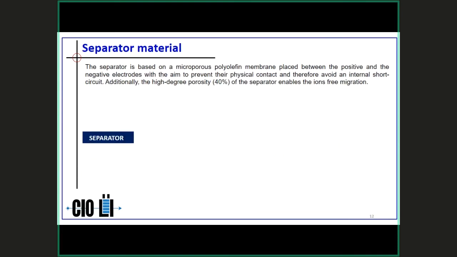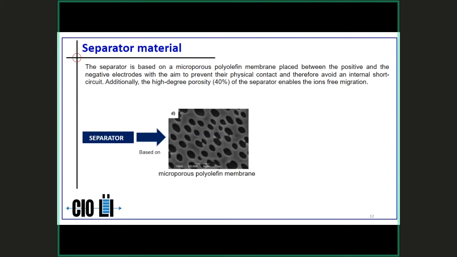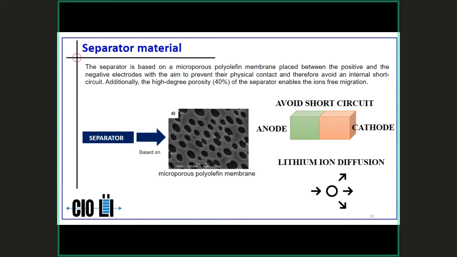The separator is made of a polymer, to be more specific, of a microporous polyolefin membrane. This polymer has a porosity around 40%, a pore size around 30 microns, and the function of the separator is to prevent the physical contact between the anode and the cathode. In that way, we can prevent the formation of internal circuits inside of the battery. Also, another function of the separator is to allow the ion diffusion of the lithium between the anode and the cathode.